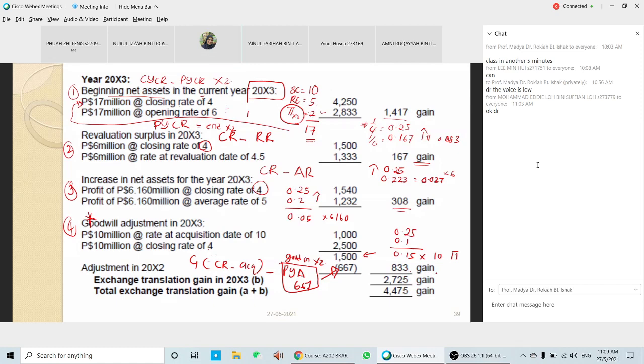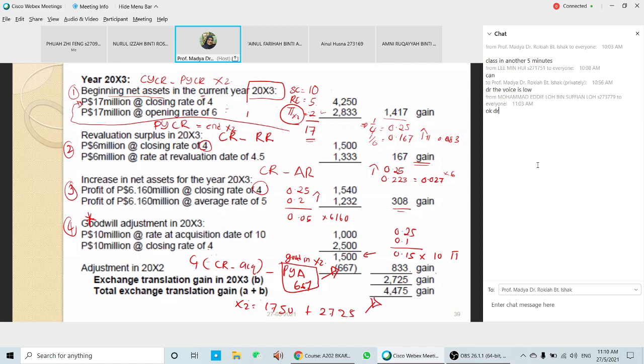So total up all the gains that you have here is 2725. So the total transaction exchange gain here is from A and B. A here is for the year X2, you have 1750, and then for B here is 2725. At the end, you're going to have 4475. Okay? So this is what you have.